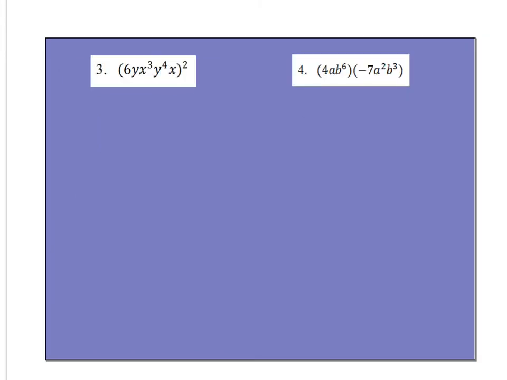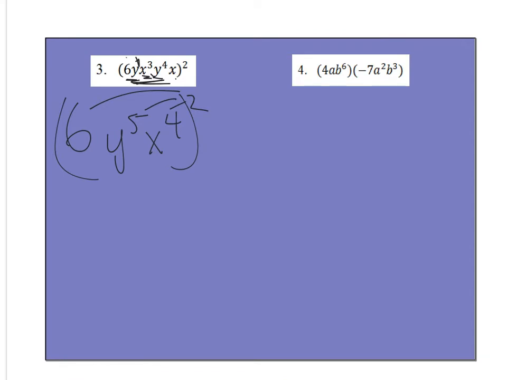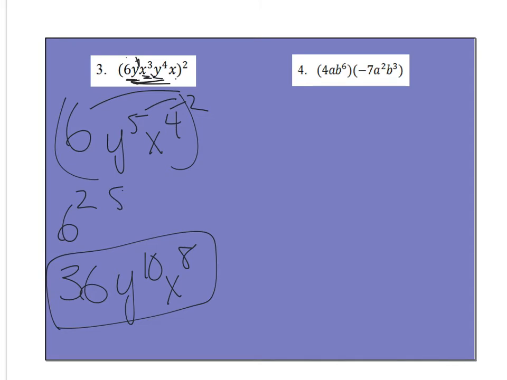Here, for number 3, I've got to take everything raised to that power. But before I do that, I want to combine things in here first. So I'm keeping the 6. This y is like y to the 1st, and y to the 4th becomes y to the 5th. X to the 3rd and x becomes x to the 4th, squared. So now I take everything raised to the power. So 6 squared is going to be 36. 5 times 2 is going to be y to the 10th. X to the 4th, squared, is going to be x to the 8th. Notice, I multiply 5 times 2, 4 times 2 to get my answer.